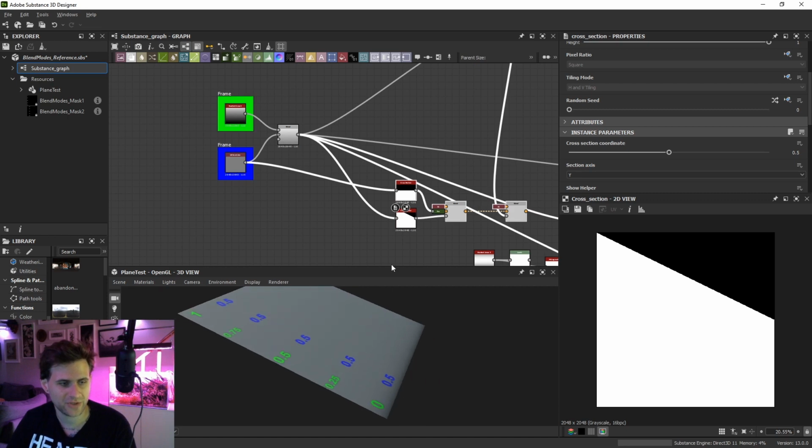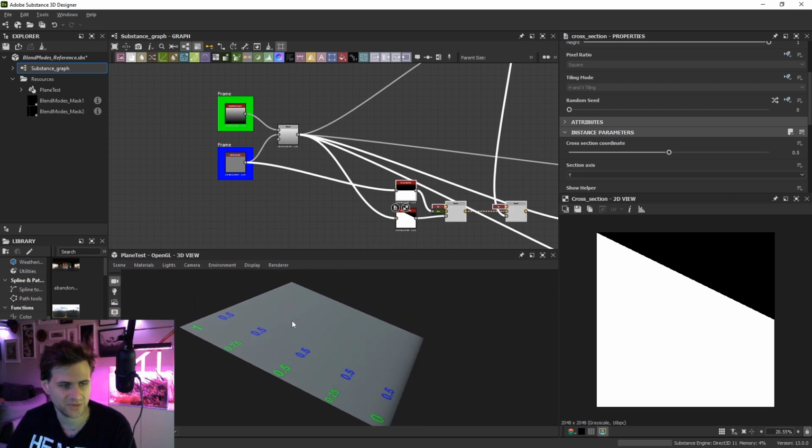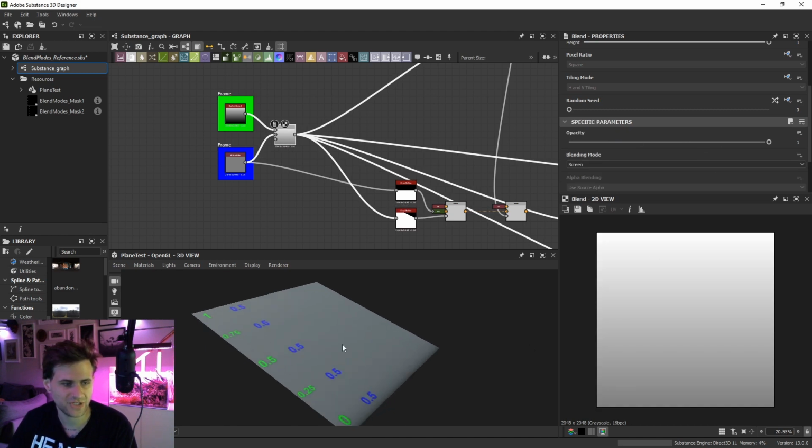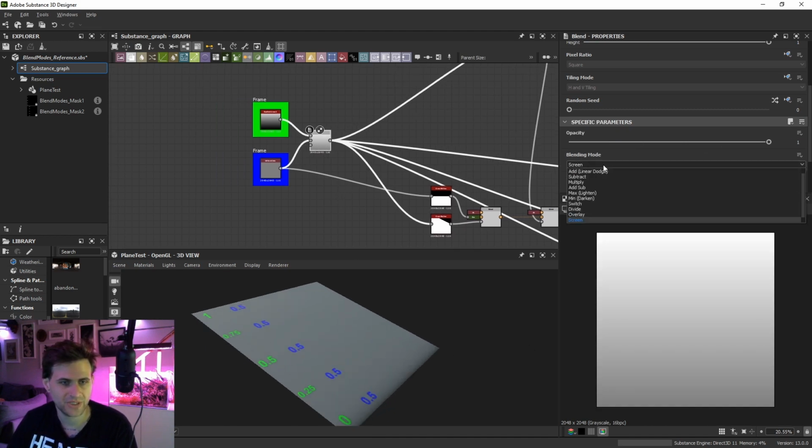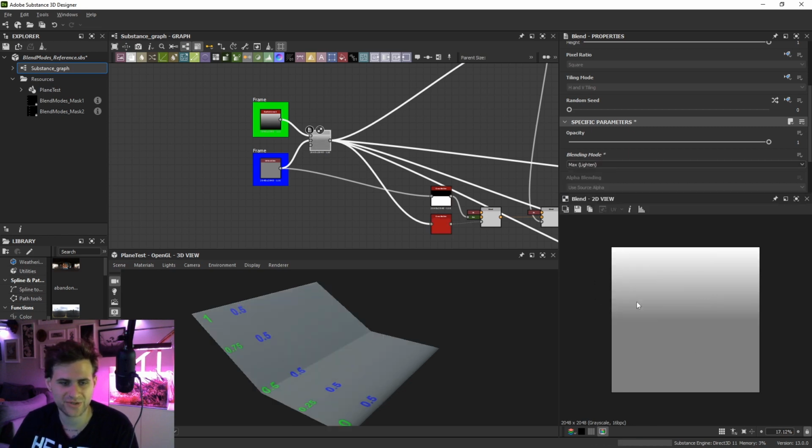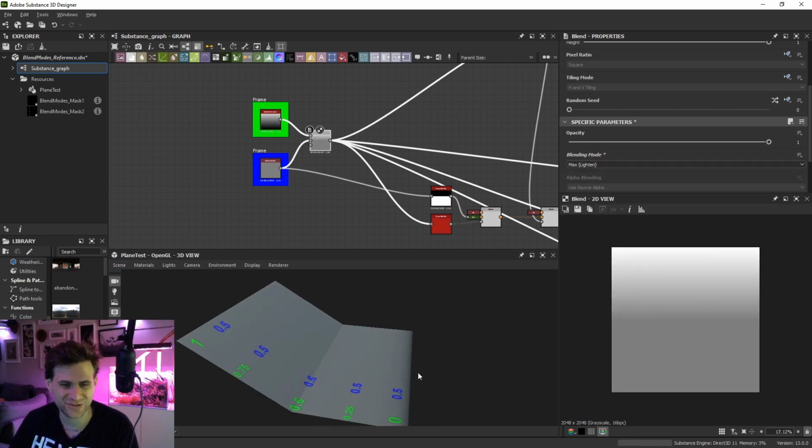So back on our cool graph here, where we're using this stuff to visualize all the math of what's going on. Here we are looking at our screen blend mode. Let's go right in and look at max and min. These are probably my favorite blend modes, especially if you're working with height data. This is stuff that's really, really important. So here's max. Doesn't look like much. It's very, very cool though.